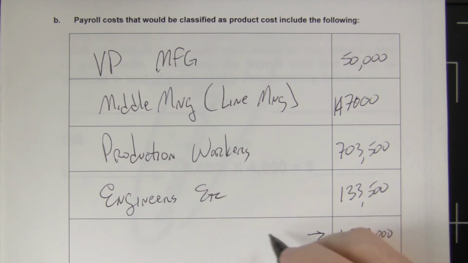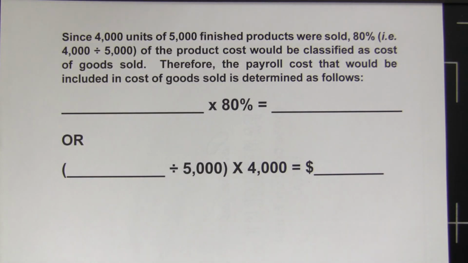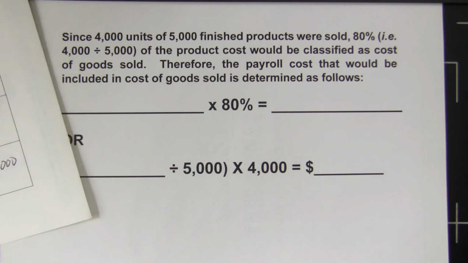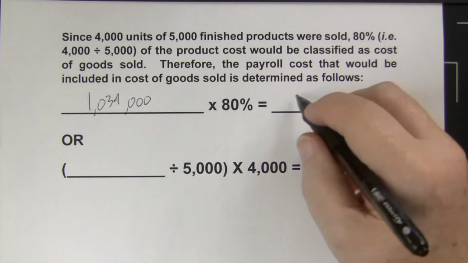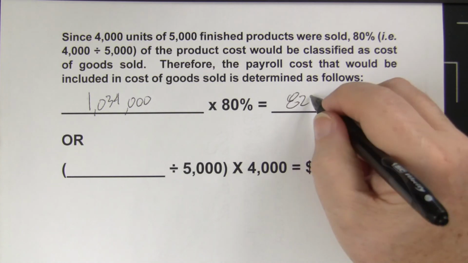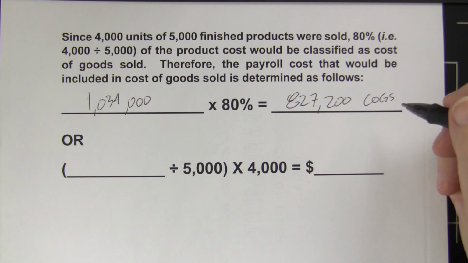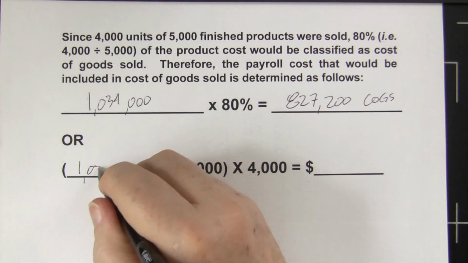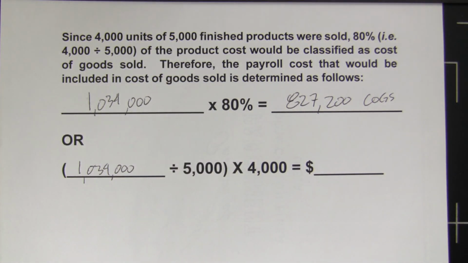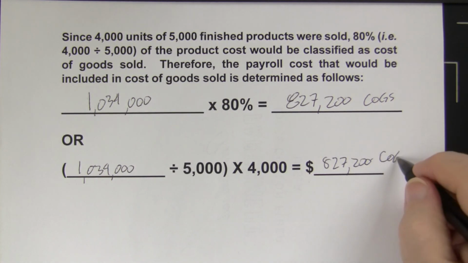However, that number is for 100% of the production. We only sold 80% of the production. So we need to take that number, 1,034,000, multiply it by 80%, and we come up with 827,200 goes to the cost of goods sold. Now, if you want to do it the other way, there is another way to do it. You can take 1,034,000, divide by 5,000 to get the cost per unit, and then multiply it by the 4,000 units you sold, and you'll still come up with the 827,200 for cost of goods sold.